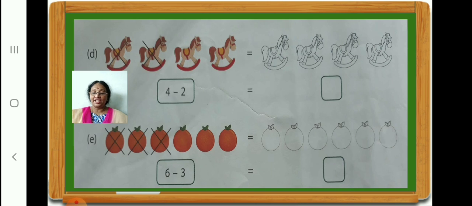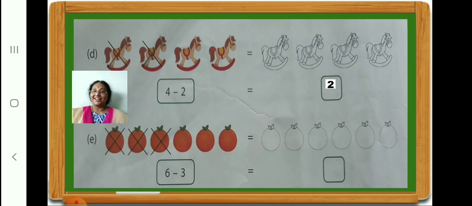Children, 4 minus 2. Okay. When 2 toy horses are taken away from 4 toy horses, 2 toy horses are left. So children, write 2 in the given box. Yes. Now you have to color 2 toy horses. Finish coloring? Very good. Now let us do question E.